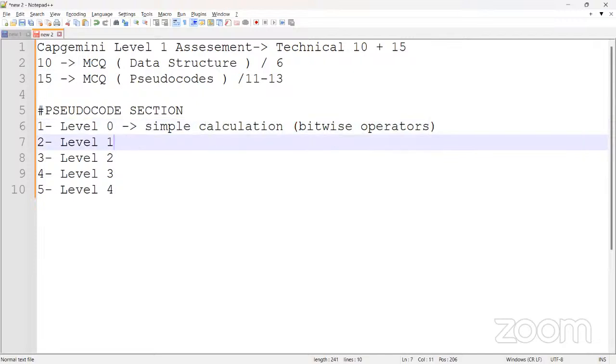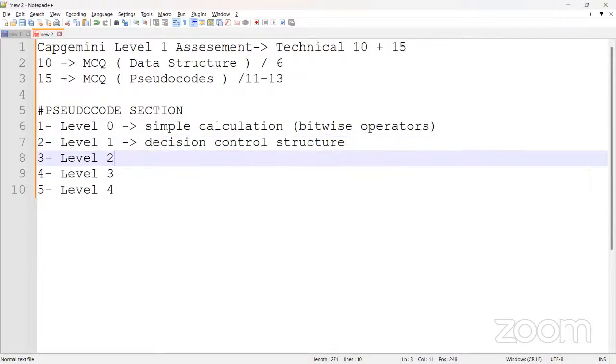Okay, in level 1 pseudocode, there may be pseudocodes which involve decision control structures. They may give you some block of code where decision control structures are there, like if else, elif ladder, or nested if else, and using that you need to solve the answers, and for that you must know the execution of each and every decision control structure. That we will keep revised and get done in our class.